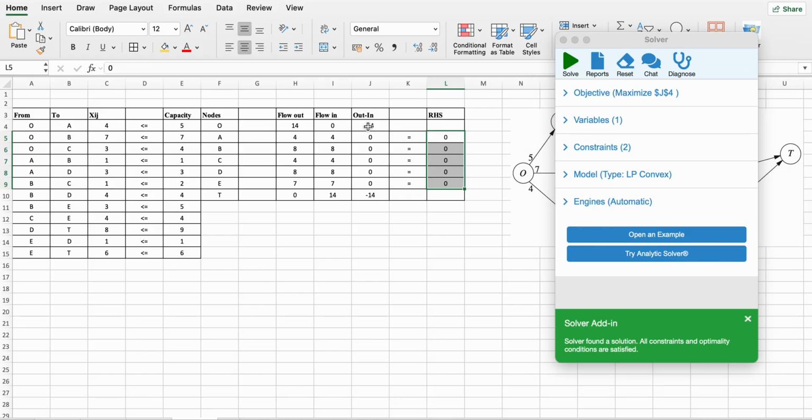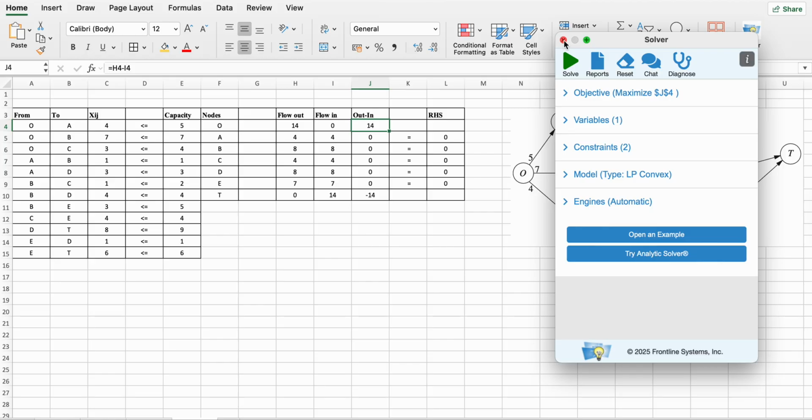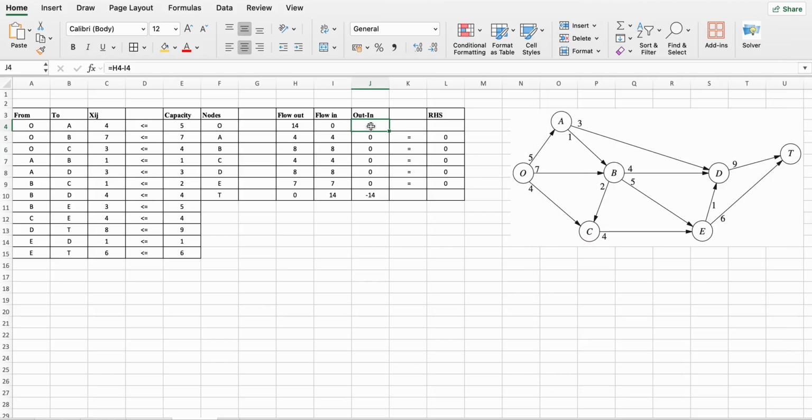So the total flow from this network is 14. Total flow from node O to node T is 14. Maximum flow is 14. Okay, and you can verify the answer from this cell and this cell. This is 14, this is minus 14, so maximum flow is 14. Okay, thank you.